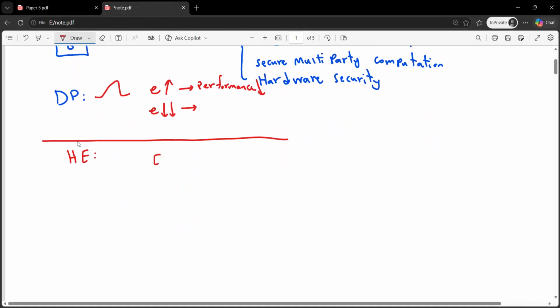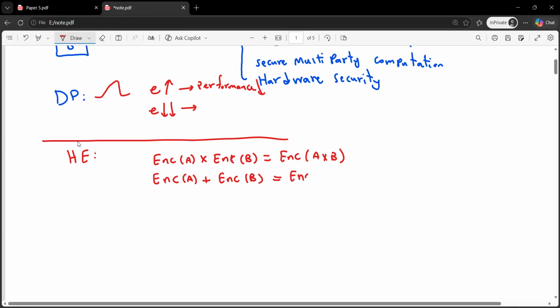So for example, if I say encryption of A multiplied by encryption of B, it can be actually equivalent to encryption of A multiplied by B. And the same for addition. Encryption of A plus encryption of B is equal to encryption of A plus B. So how important is this one?